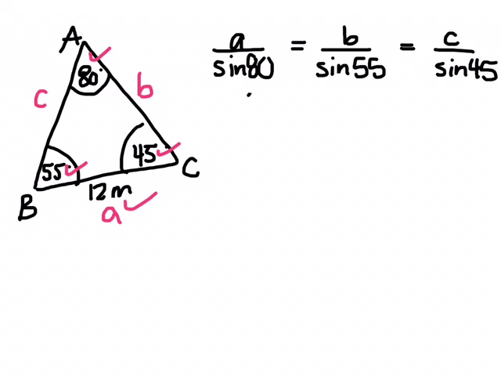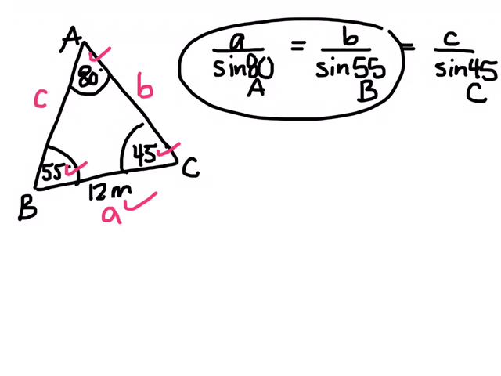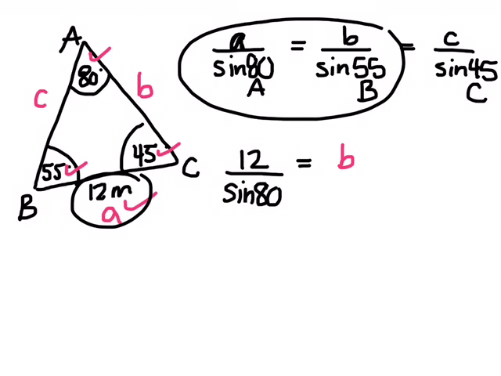So A over sine A, which was 80, is equal to B over sine B, which was 55, is equal to C over sine C, which was 45 degrees. So I just plugged in the angle measures. Let's start by solving for B. In this case, we have side length A, so I can replace A with 12. 12 over sine 80 is equal to, do I know B? No. B over sine 55.